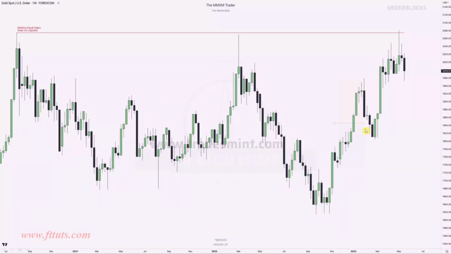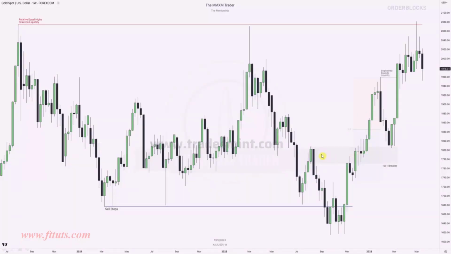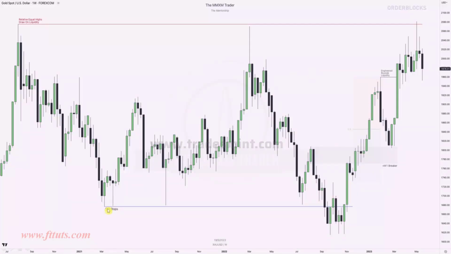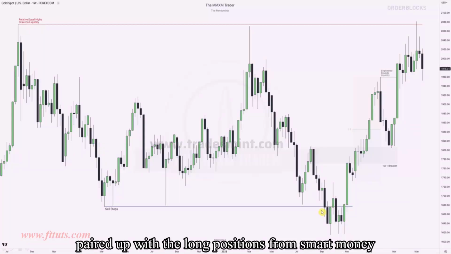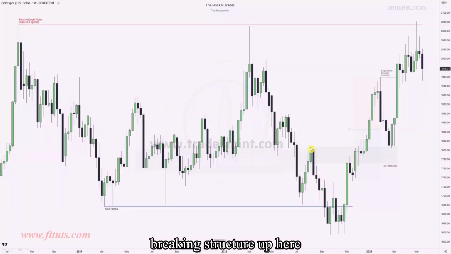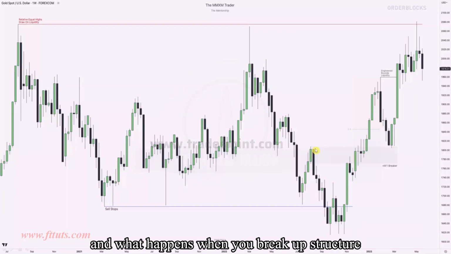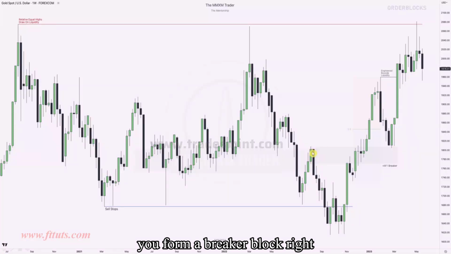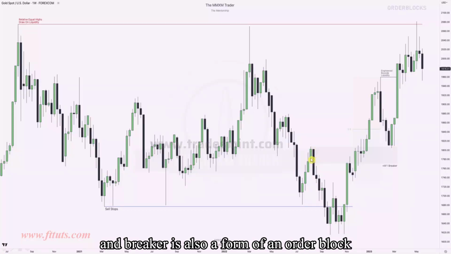Now, if we go further, what happened prior to this move up, right? Sell stops down here, relative equal lows. And what happens over here? Order pairing again, right? External range liquidity. We have these sell stops again paired up with the long positions from smart money. Price displaces up higher and higher and higher, breaking structure up here. And what happens when you break up structure and you take liquidity before it breaks up structure? You form a breaker block, right? And breaker is also a form of an order block.